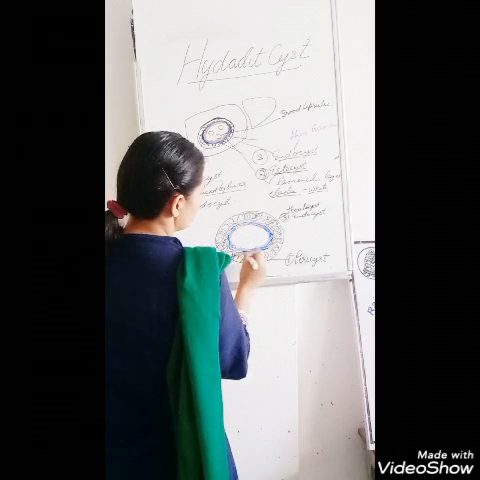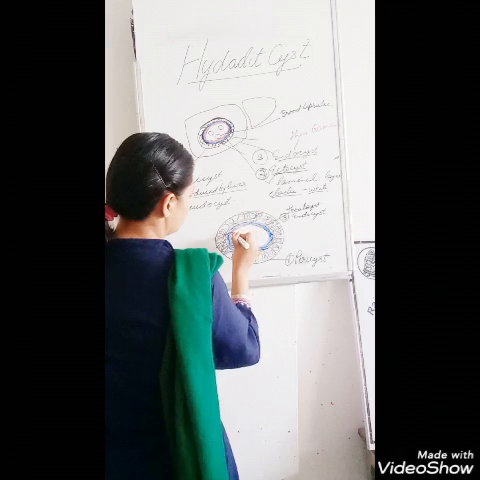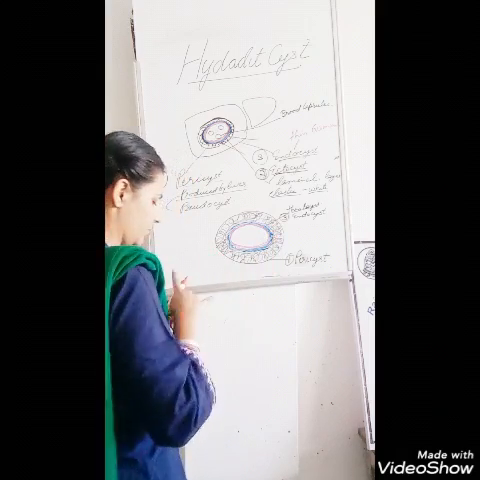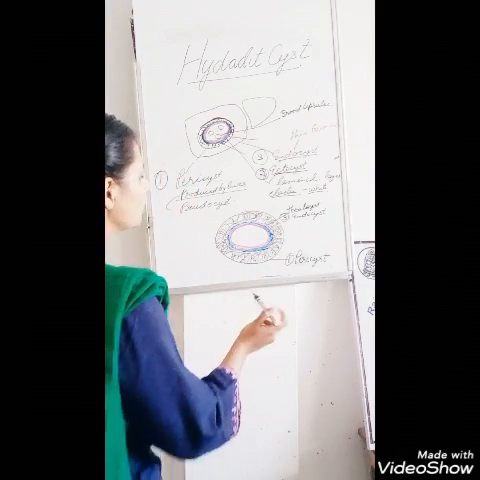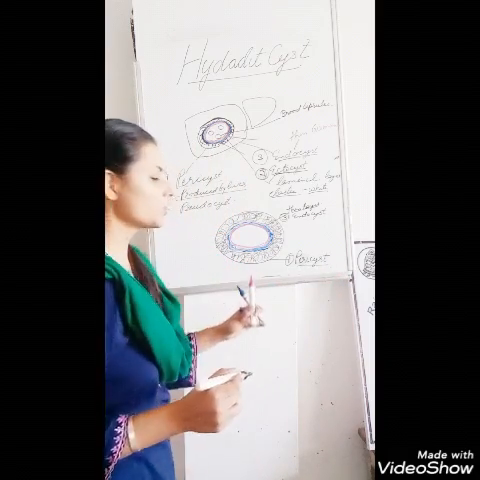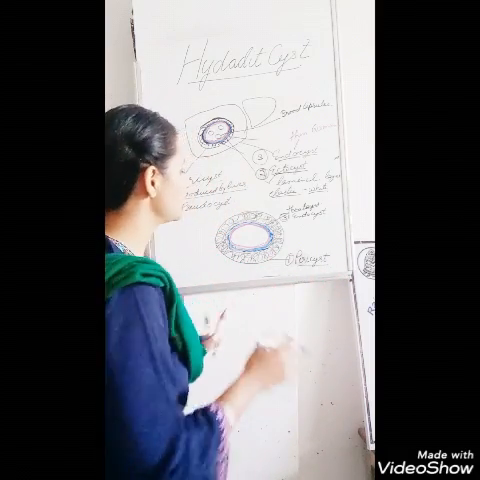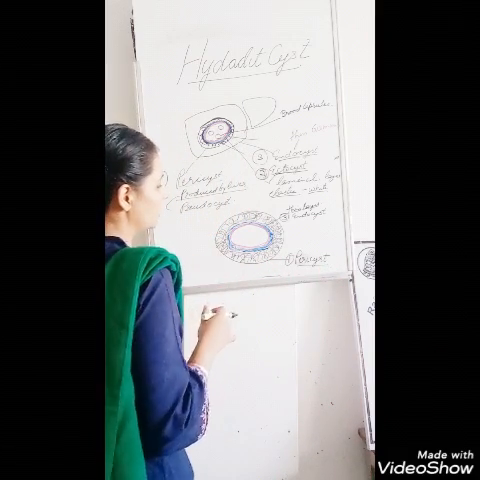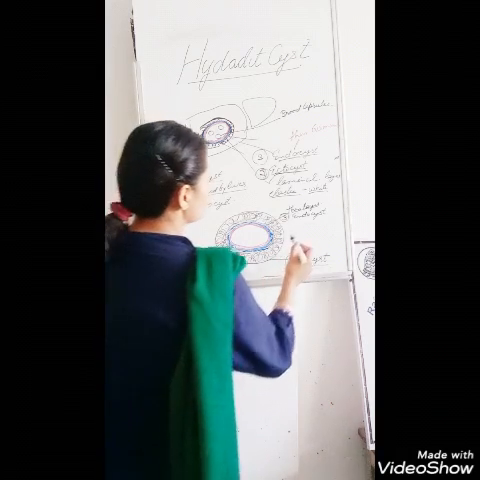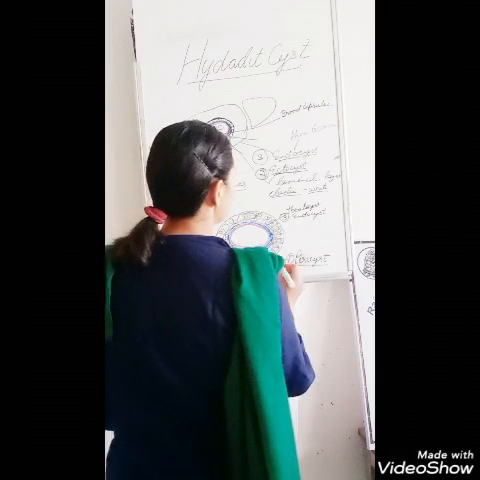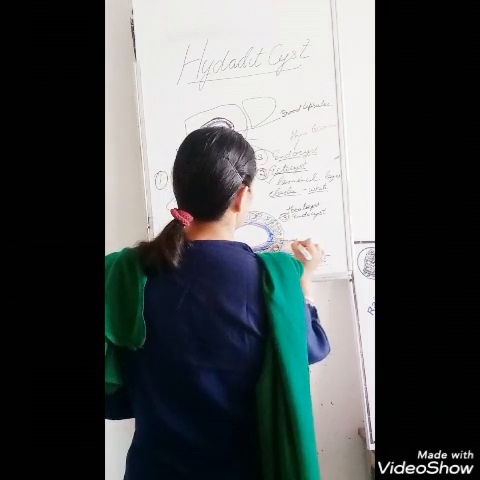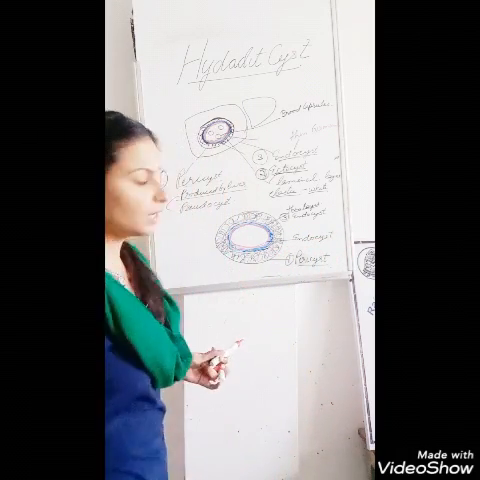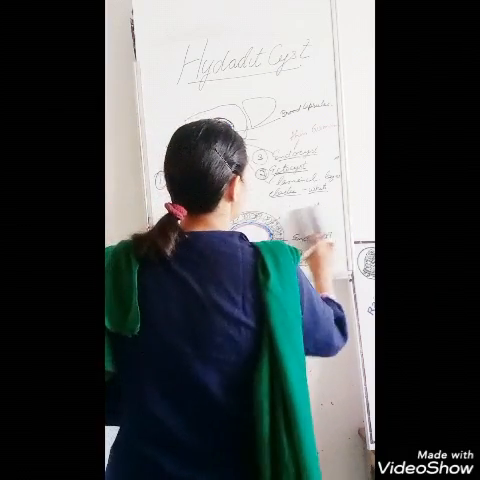So this is C. The outermost layer is the pericyst, composed of fibrous tissue and eosinophils, mononuclears and giant cells produced by the liver in reaction to the hexacanth embryo. Then the innermost layer is the endocyst. This is the germinal layer, the innermost layer.